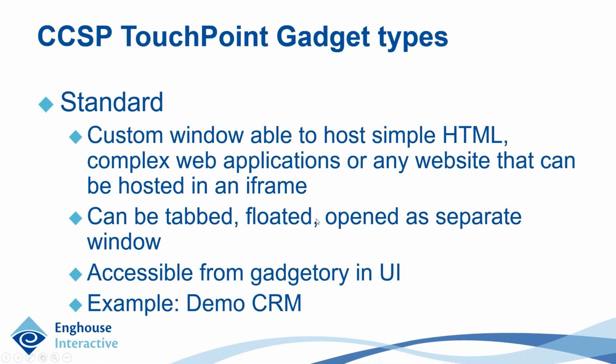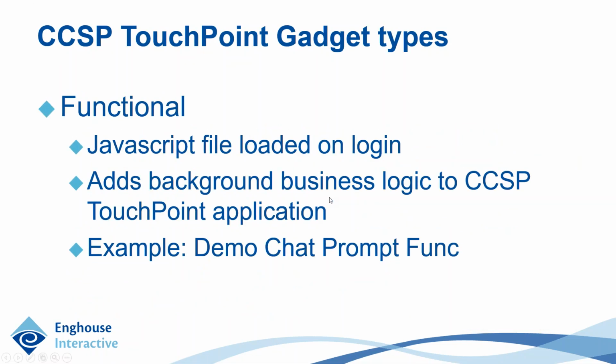And then the third category is the functional gadget, which is a JavaScript file that defines functionality that you want to add to the CCSP Touchpoint application. It's a very powerful tool because it can do pretty much anything that you want in the background. You can access other applications, you can open other gadgets, you can intercept messages, intercept events, and really tailor the functionality of Touchpoint as you want.